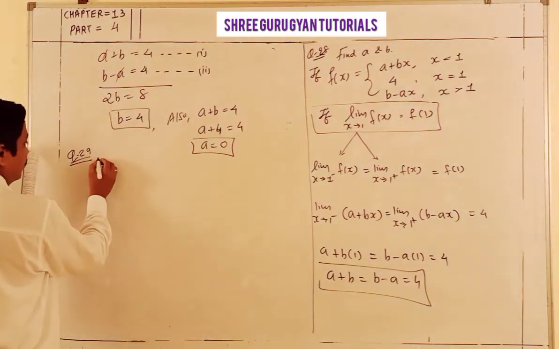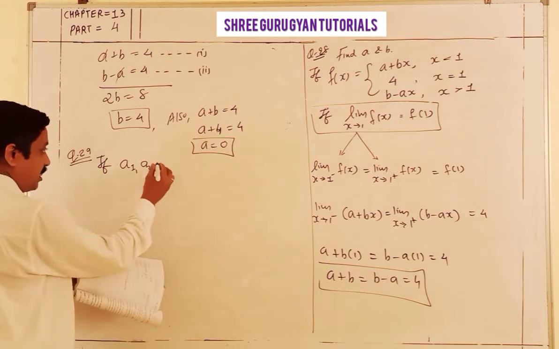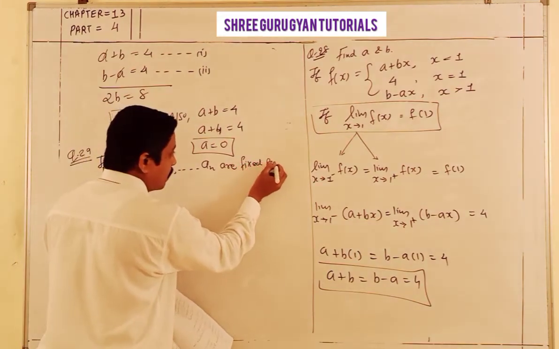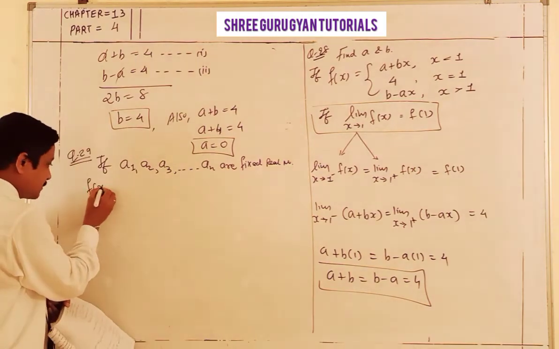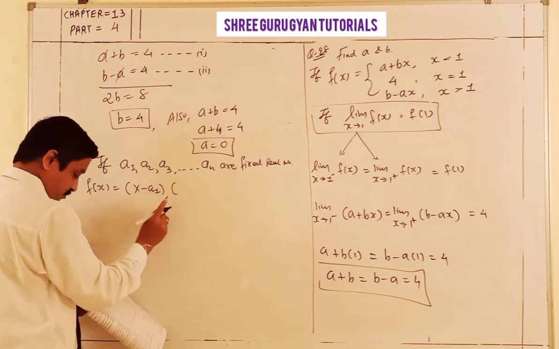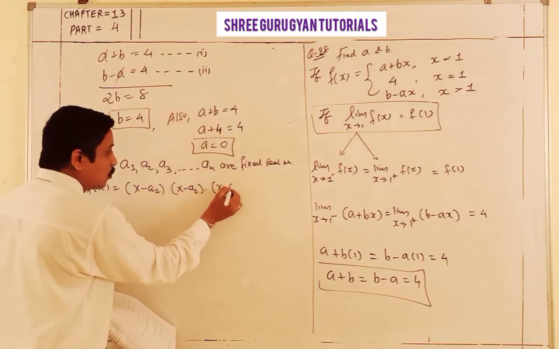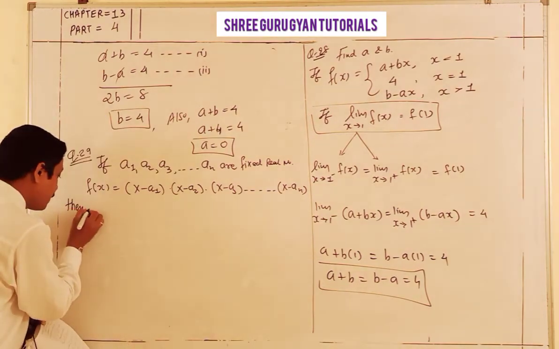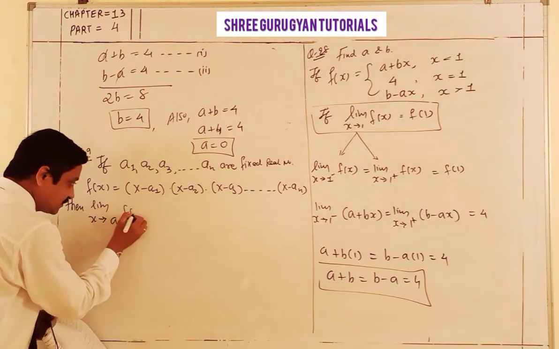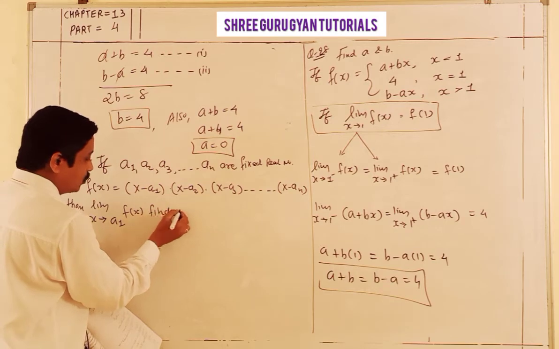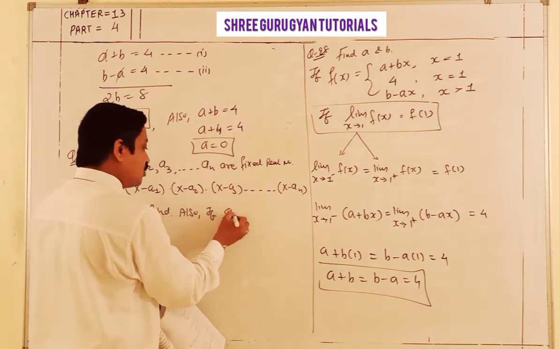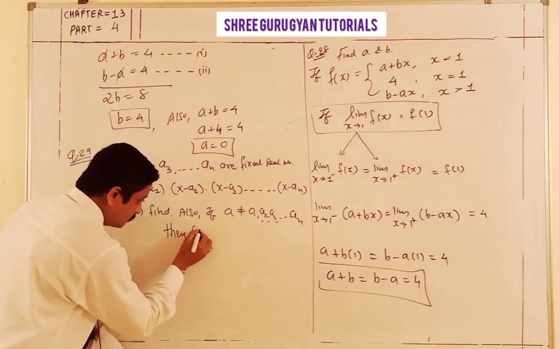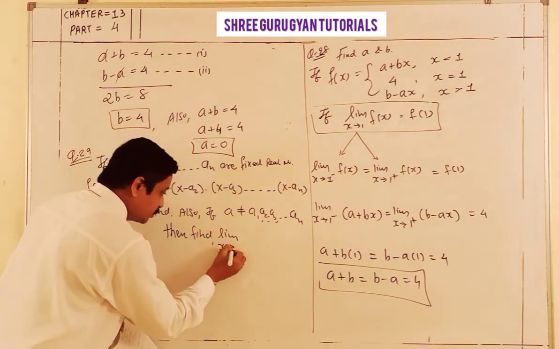If for real numbers a1, a2, a3 dot dot dot an are the fixed real numbers and also given f(x) is (x minus a1) into (x minus a2), (x minus a3) till last (x minus an), then find out limit x tends to a1 of f(x). Find. Also, if given that for some a not equal to a1, a2, a3, an, then find limit x tends to a of f(x).